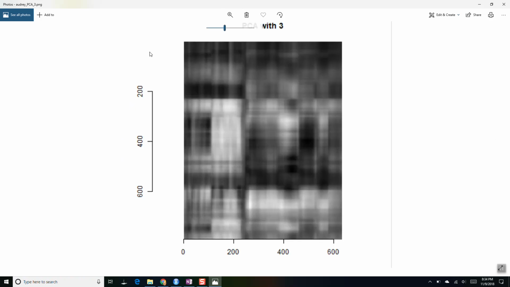Can I zoom? I guess it keeps resetting here. Let me see. Okay, this is with 2. Here's with 3.